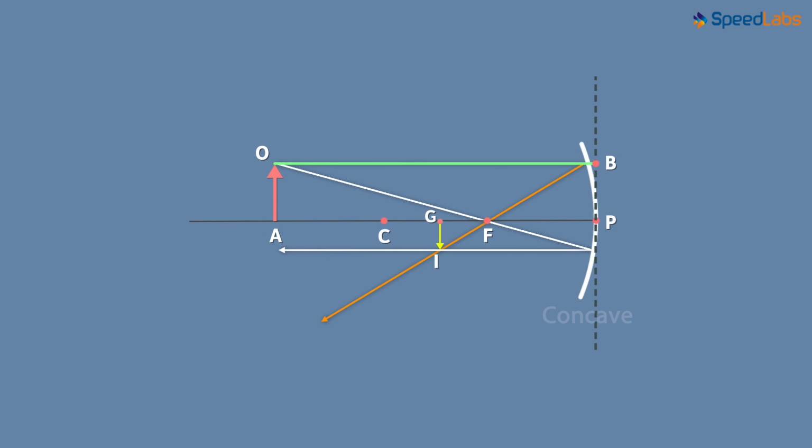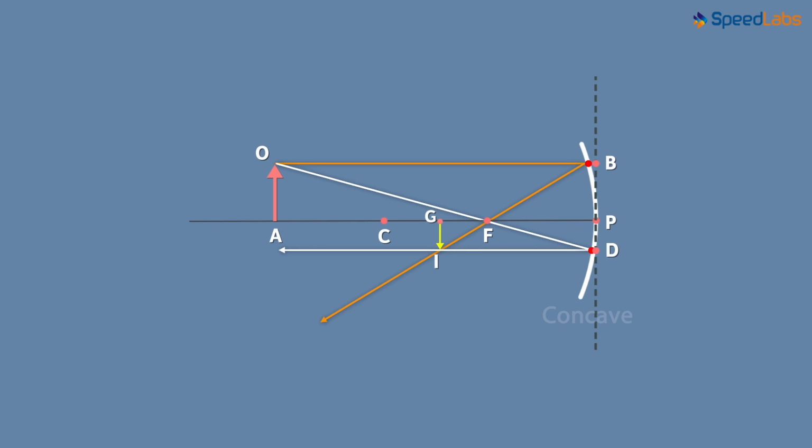This line is parallel to the principal axis. And from this point on the image, let me draw a parallel line again to the tangent at point D. Note that points B and D are not on the mirror. They're on this tangent which is drawn at point P. But actually, both the points are very close to each other in reality.